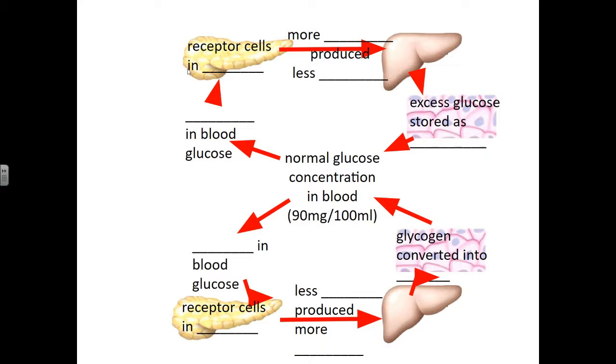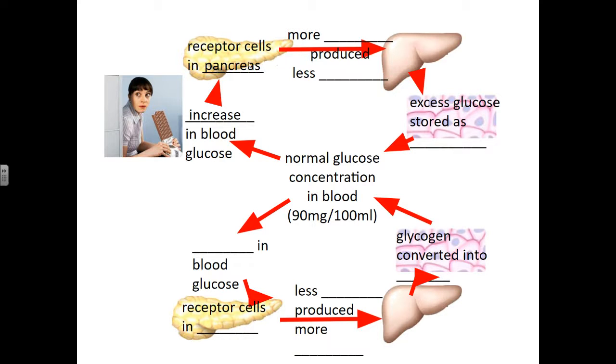So this is the negative feedback thing that specifically you do not need to know, but it helps to understand what's going on. You have a normal blood sugar concentration, 90 milligrams per 100 mils, or about 4 millimole per litre. Increase in blood glucose because you ate a big bar of chocolate behind your filing cabinet. The receptors in the pancreas will sense this. They'll produce more insulin and less glucagon, because it's a constant battle, what's called antagonistic action, which you'll need to know about. So extra glucose is stored as glycogen in the liver, and we go back to normal.